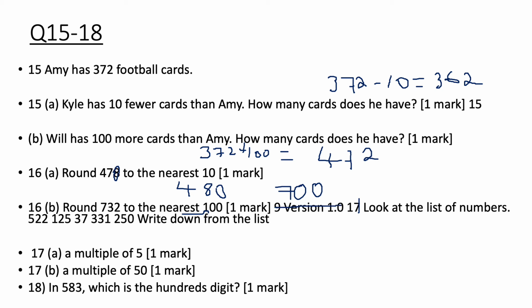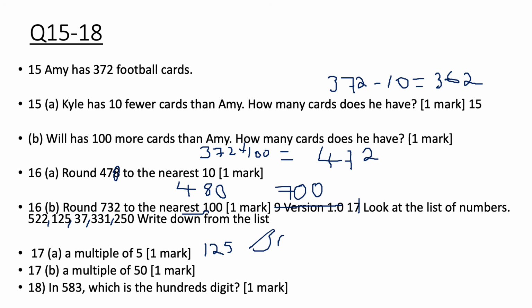Sorry. Question 17. Look at the list of numbers. 522, 125, 37, 331 and 250. Part A, write down a multiple of 5. A multiple of 5, guys, ends in a 5 or a 0. So a multiple of 5 will be 125. Or it can be 250. So 125 or 250.